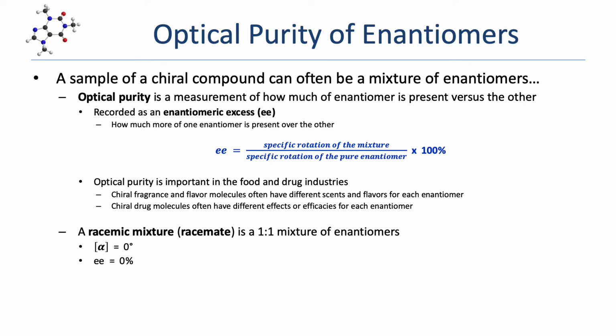Lastly, that 50-50 mixture of enantiomers I mentioned before has a name. It's called a racemic mixture or racemate. And of course, a racemic mixture is going to have a specific rotation of 0 degrees and an EE of 0%, right? Because there's no excess of one versus the other.